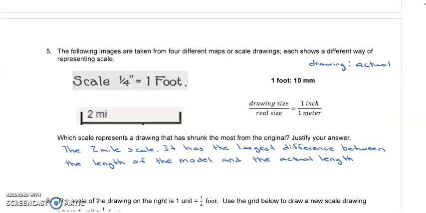All right, so as we look at our 4 different measurements here, we see that the 2-mile scale is going to have shrunk the most from the original because it has the largest difference between the length of the model and the length of the actual. All right, let's look at number 6.